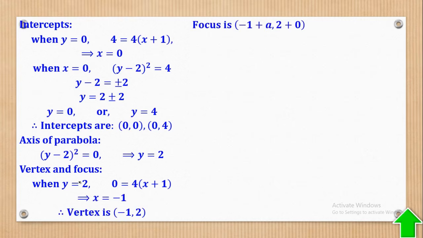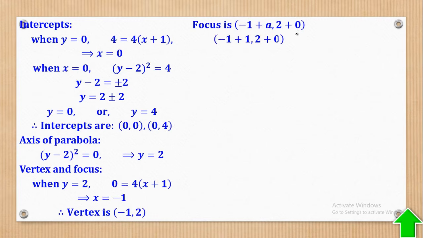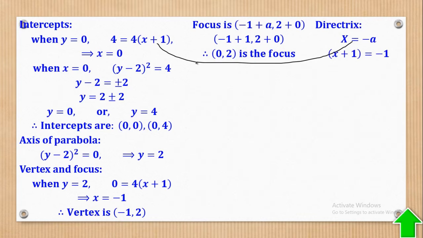What about the focus? The standard focus is (a, 0), so you add on the vertex. So this is -1, put it here, and this 2, put it there. The good thing is we know the value of a is 1, so the focus will be (0, 2). Then also the directrix. The directrix is capital X equal to -a. Therefore, capital X is x plus 1 and a is 1. So we come up with that and make small x the subject. It will be x equal to -2 as our directrix. So now we can sketch.